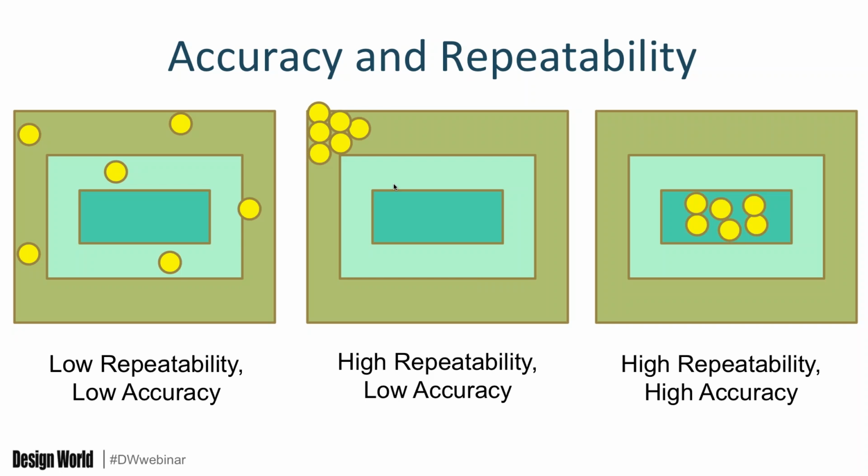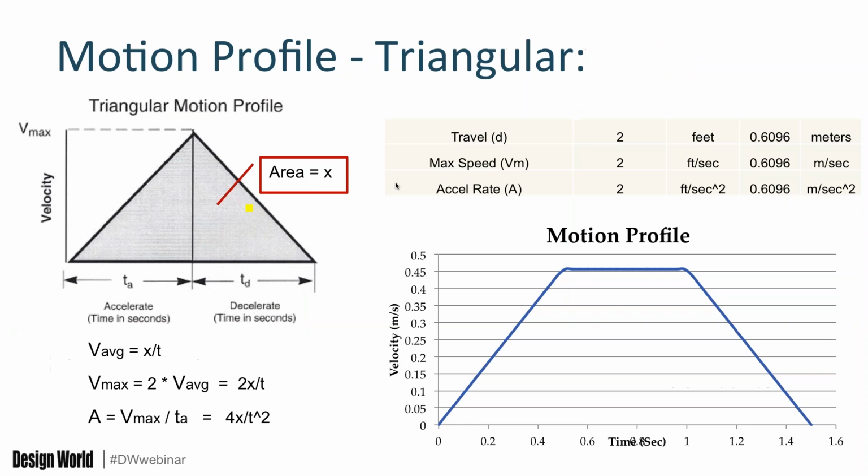In the center, you have high repeatability but low accuracy. So you can see that all of the yellow circles are grouped together for high repeatability. They're hitting the same spot, but the accuracy is not good because it's not in the center of that rectangle. If we look at the right, you'll see that you have the best. You have high repeatability and high accuracy. The yellow circles are certainly in the center of the rectangle. This would be what you're after whenever you're looking at a recommendation for an indexer.